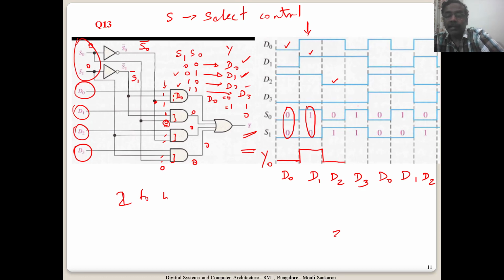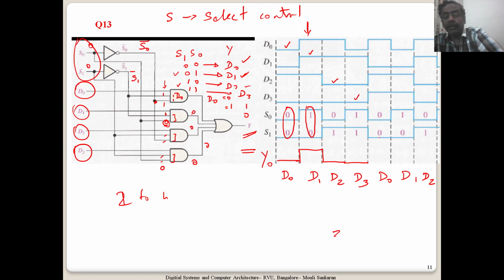Now I'm going to choose D3 here. So what is the value given at D3 at this moment? It is 0. So it will continue to be 0. Actually, it is outputting the value of D3. Remember, it's not outputting the value of D2. D2 happens to be low and this is also low, but you should remember that D3 is coming out here because you have chosen 1, 1.